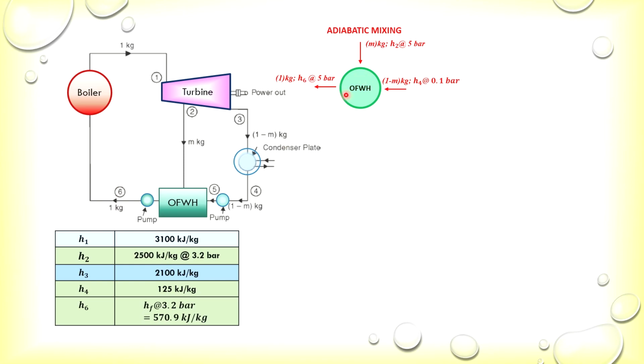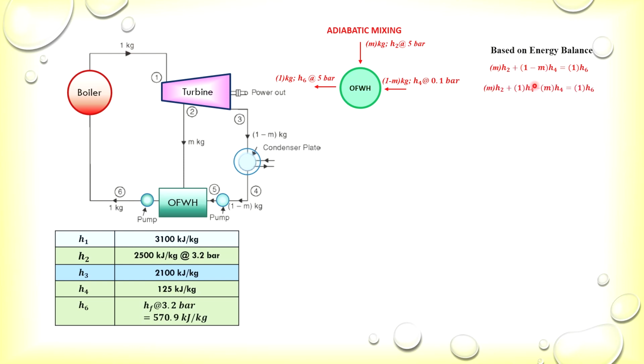During this mixing process, we have to consider the energy balance and the mass balance. Based on the diagram, we have two inlets and one outlet, so we add up both inlets and equate that with the outlet. For the energy balance, we have the inlets m H2 and (1 minus m) H4. The outlet is H6 times 1 kg, based on the initial steam of 1 kg.